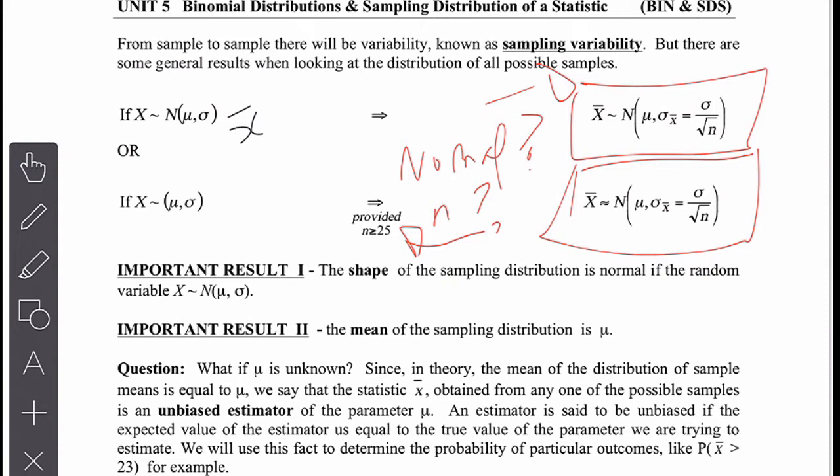So this second property is only the case if the sample size is large enough, and I use n, sample size, greater than or equal to 25. This is a really important result. This is actually so important they give it a name. They call this the central limit theorem. I'll refer to it in that way, and when you read about the central limit theorem, you should be thinking about this.